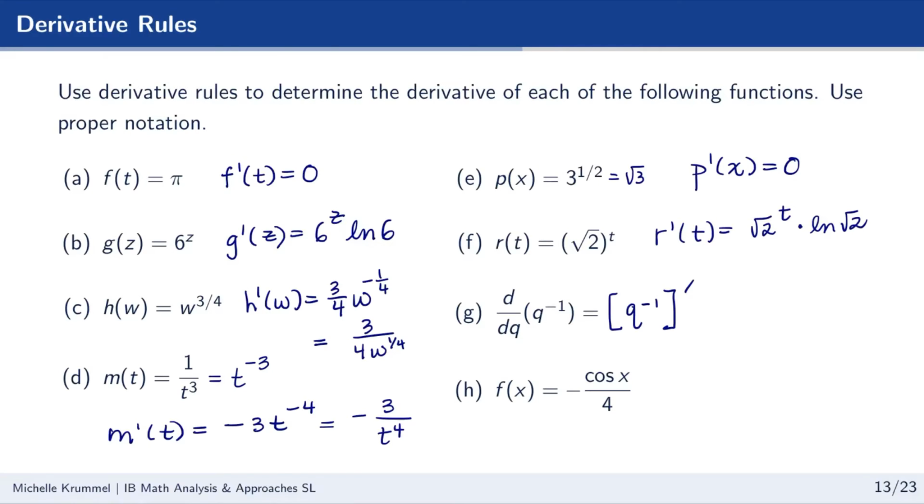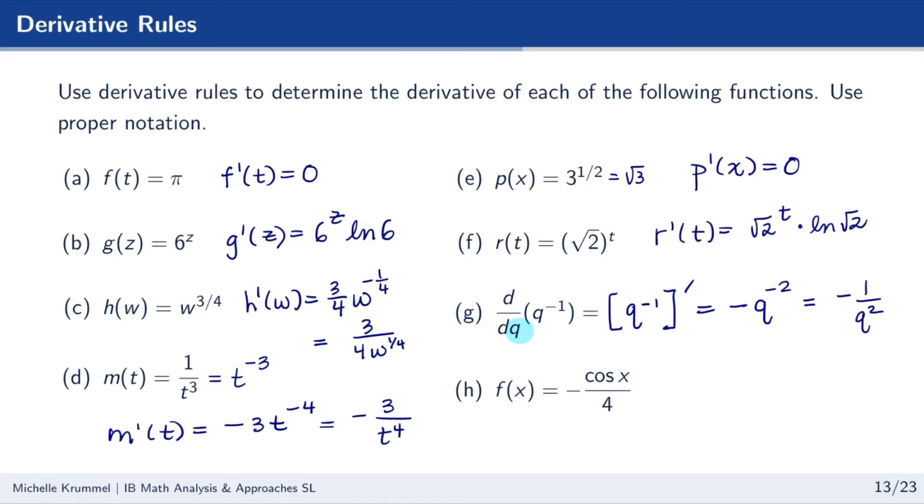Remember that in the denominator, this is Leibniz notation. This is just defining what the independent variable is. So we're taking the derivative of q to the power negative 1. That is a power rule situation. So we're going to bring down the power, negative 1 times q, and then the new power is going to be 1 less. So negative 1 minus 1, negative 2, or negative 1 over q squared.